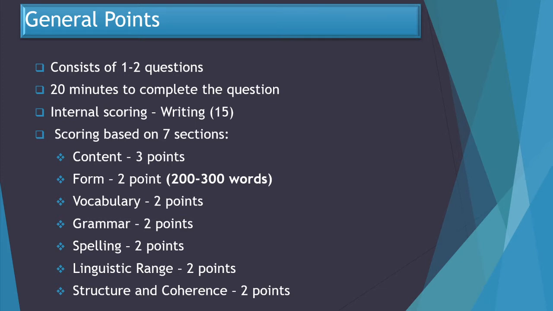Then for vocabulary, you should make sure that there is no repetition of words. You can repeat some words, but make sure that in two adjacent sentences you are not repeating a lot of common words. Then you can get a good score on vocabulary. And for grammar and spelling, make sure you do not make any mistakes in both.